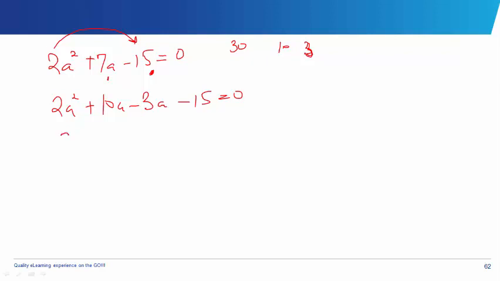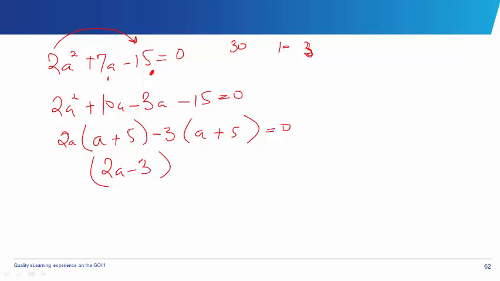We'll factorize. So for this, we'll bring out 2a as a common factor: 2a here, then a plus 5. Then for this, we'll have minus 3, then a here, and plus 5 equals 0. So bring 2a minus 3 in one bracket, and a plus 5 in one bracket, equals 0.